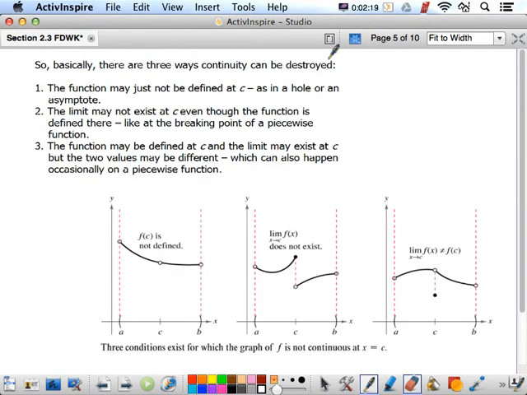So basically, there are three ways that continuity can be destroyed. The function may just not be defined at C, as in a hole or an asymptote. So you can see an example right here. If we let this be the C value, you can see that it's not continuous there because there's a hole there. Now the limit still exists there, but I couldn't find that by direct substitution because when I plugged in, I would get a 0 over 0. So a hole, even though it doesn't affect the limit, it does affect the continuity. It's still discontinuous there.